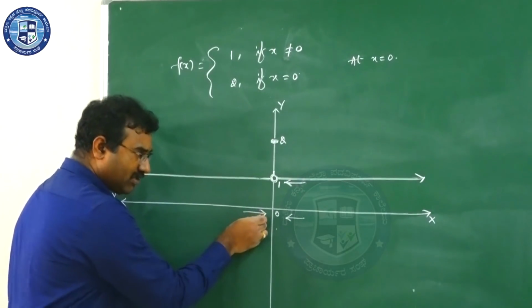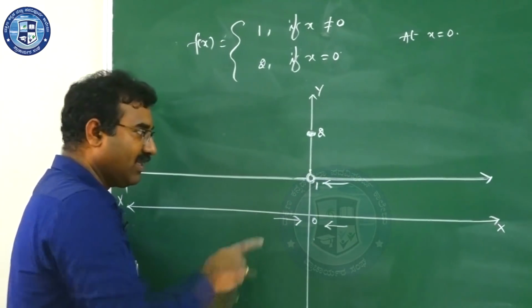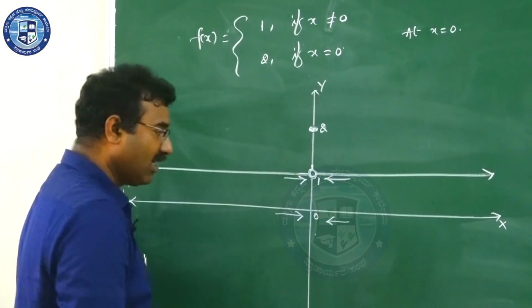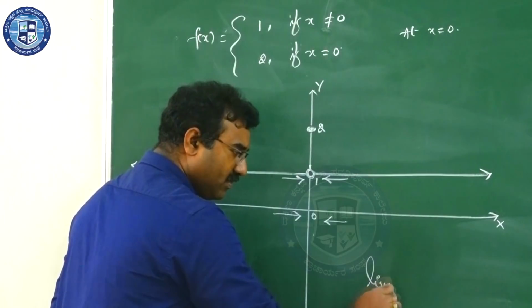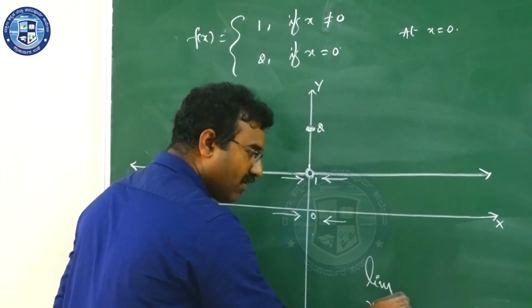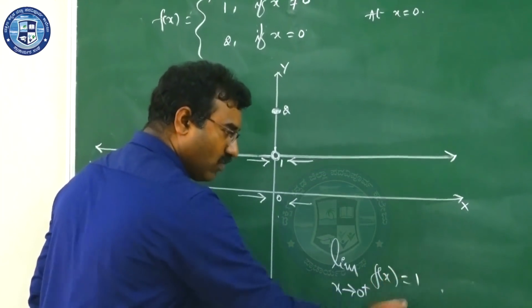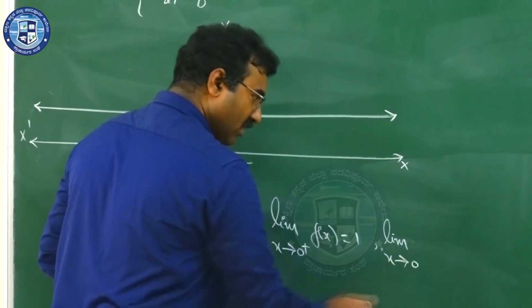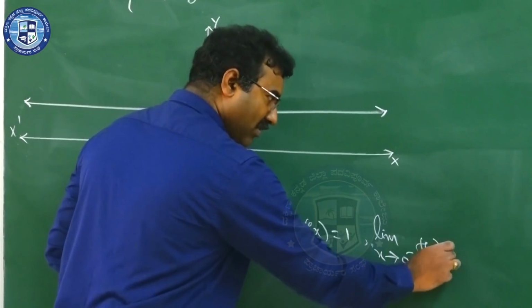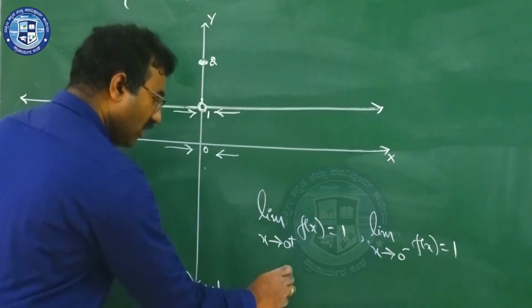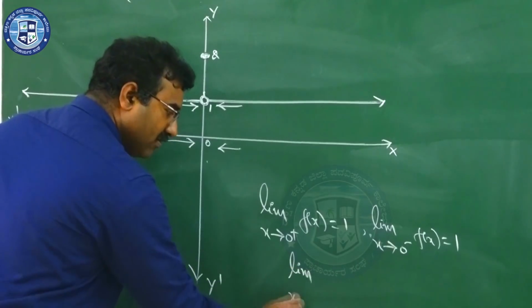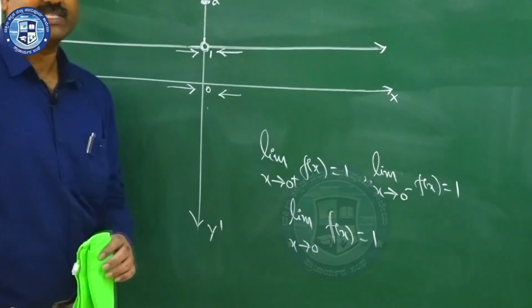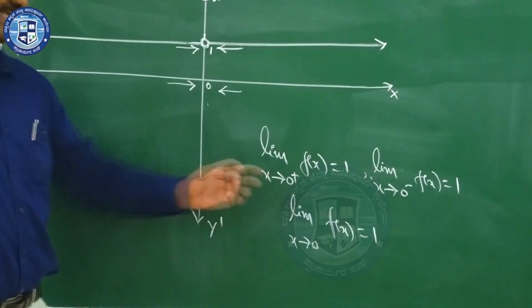When x is coming close to 0 from left hand side, then also the y value is coming close to 1. That means what I can write, limit x tends to 0 plus f(x) is 1 and limit x tends to 0 minus f(x) is also 1. So, limit x tends to 0, f(x) is 1. That means we got its limiting value is 1.